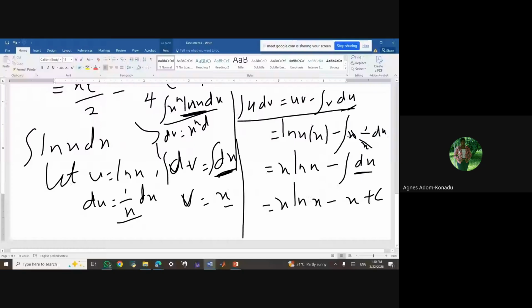So I have x times 1 over x, so x can go with x. So this side will be only integral of dx. Then I have ln x times x, so I can bring the x out here so that I have x ln x minus integral of dx. And I know that when I integrate dx, I'm supposed to get x plus c. So this is x plus c. So the whole function is x ln x minus x plus c. Is it okay?